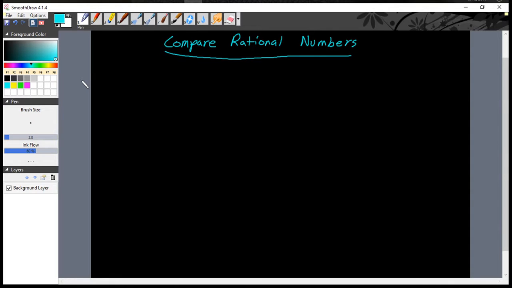Okay guys, today we're going to be comparing rational numbers. And what that really means is given two numbers, we want to figure out which one is the larger number. So we're going to be using less than, greater than, or equal. And we're going to compare two numbers.